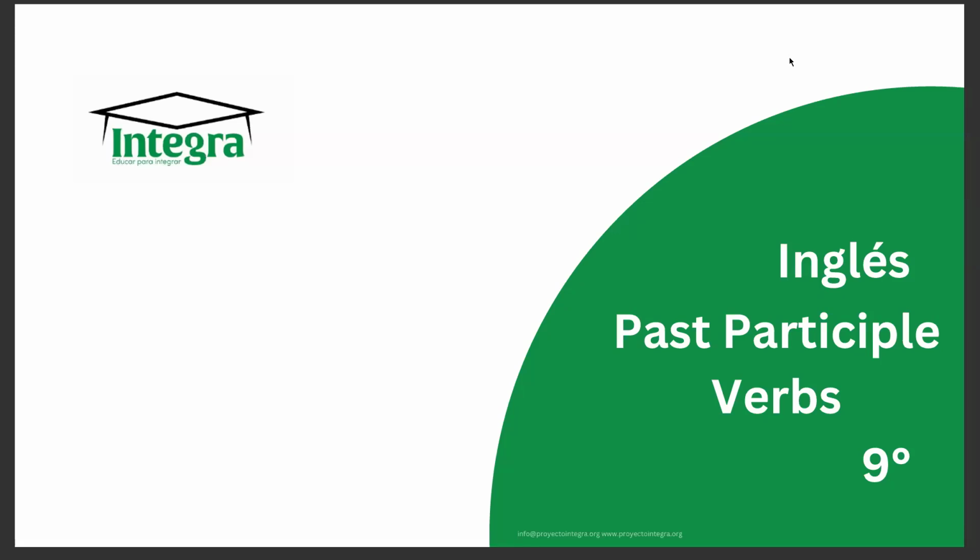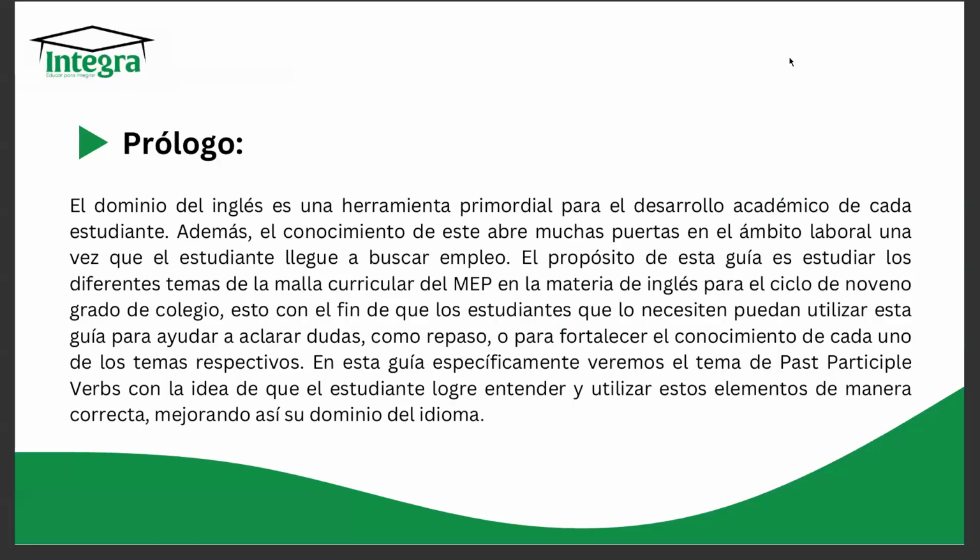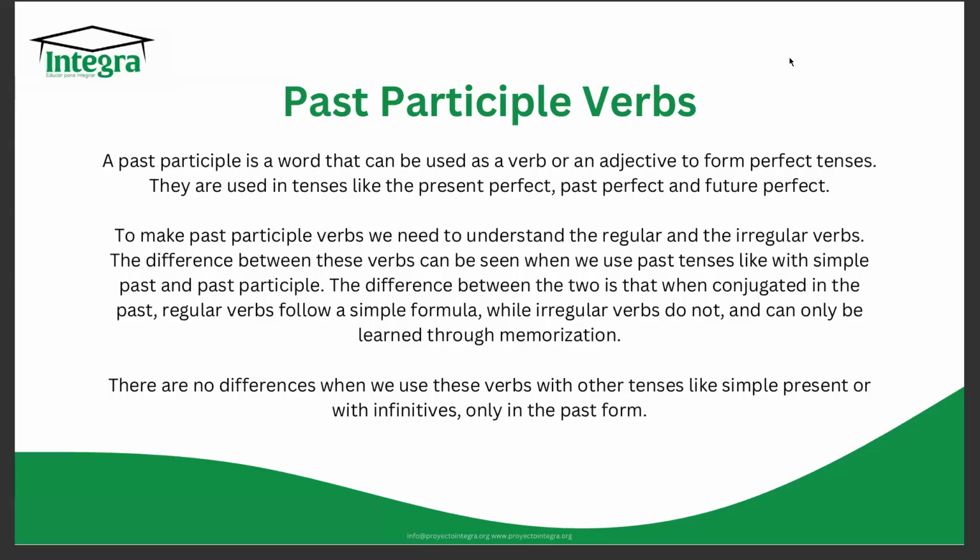Hoy vamos a ver el tema de past participle verbs. So, what is a past participle? Past participle is a word that can be used both as a verb or as an adjective to form perfect tenses. And they're used in tenses like the present perfect, past perfect, and future perfect, for example.